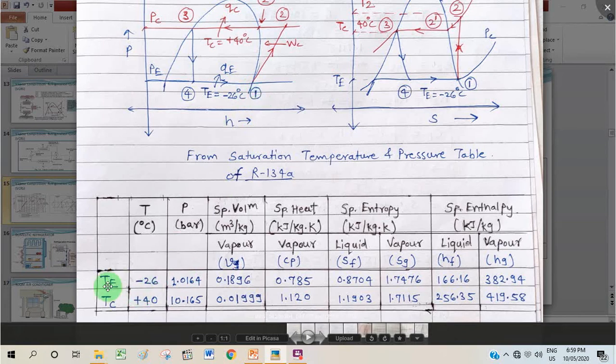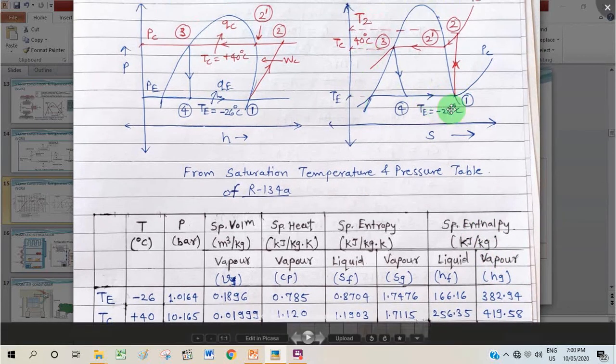For point number 1, go to the temperature row minus 26 degrees Celsius. Read the pressure, read the enthalpy value H, which is applicable here. This point relates to the specific enthalpy of vapor, Hg. So enthalpy at 1 will be 382.94, the specific enthalpy of vapor, and entropy will be seen here. This is a TS diagram. Sg relating to specific vapor, so S1 will be equal to 1.7476.